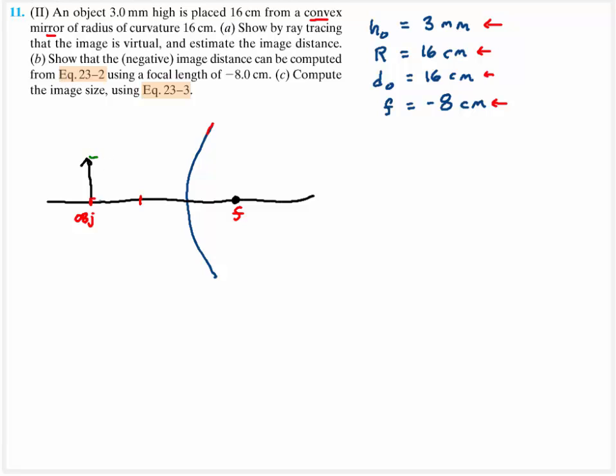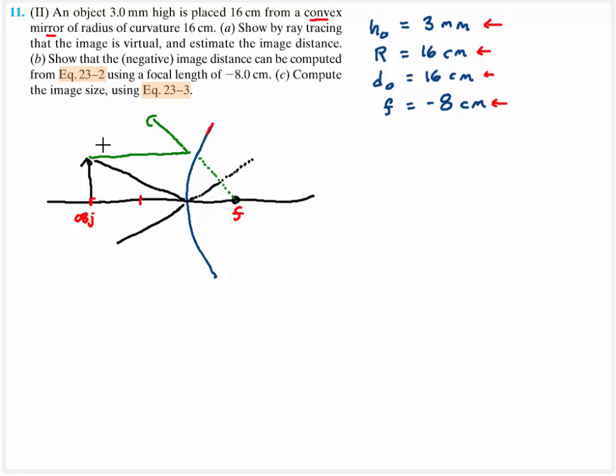I'm going to draw a line that comes in parallel, and it's going to bounce off like it goes through the focus on this side over here. Then I'm going to draw one that's going to hit right about there and bounce off at the same exact angle. So I'll trace this back right there. Let it keep on going here.